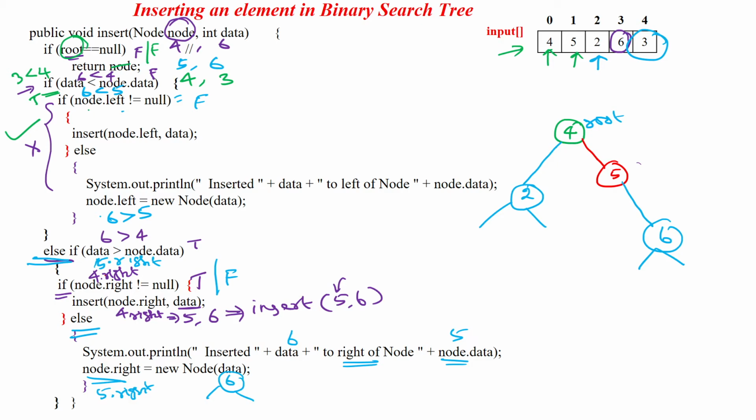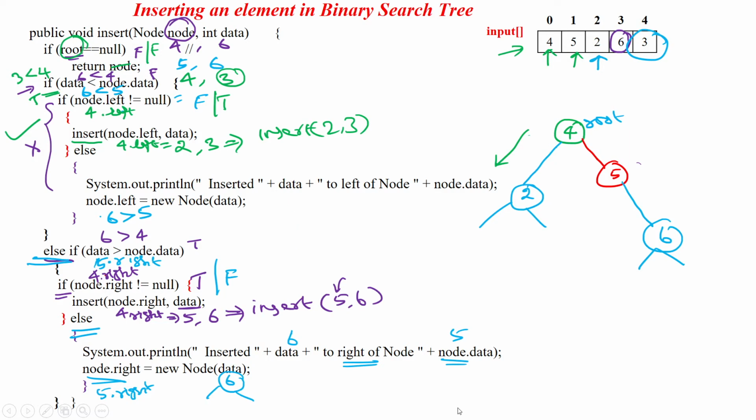Then what is the node here? Node is 4, and 4 dot left not equal to null. This condition is true, because 4 dot left is not equal to null. When it is true, we are making the recursive call with node dot left. What is the node dot left? 4 dot left is now 2. The data to pass here is 3. So we are calling the recursive call insert of 2 comma 3.